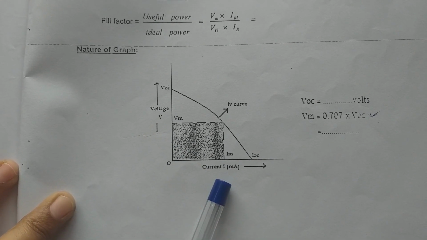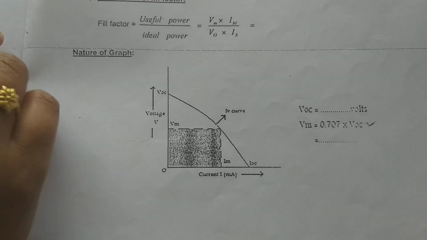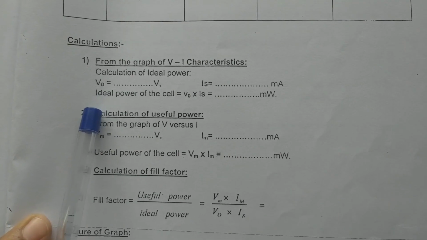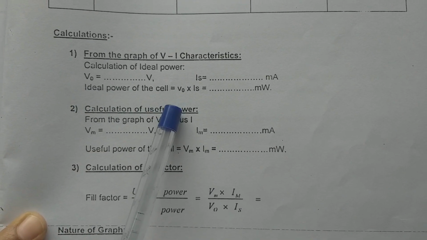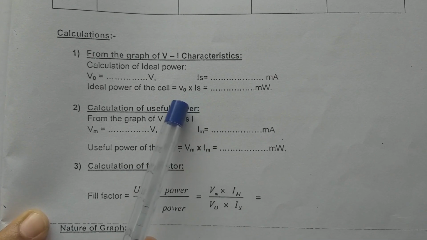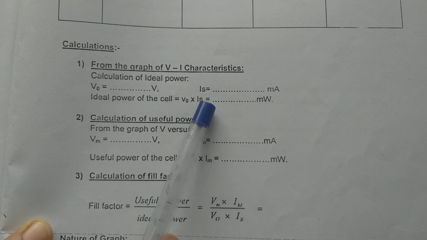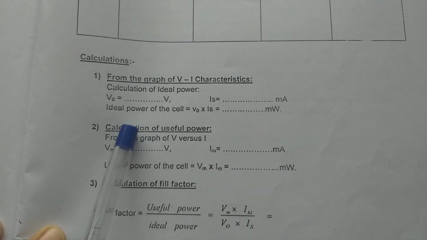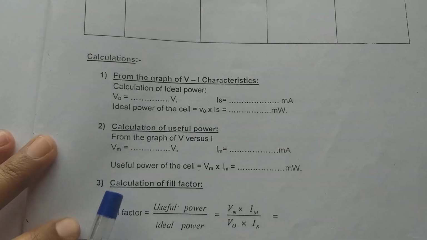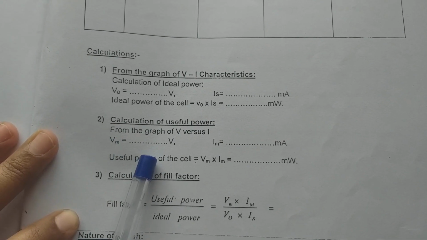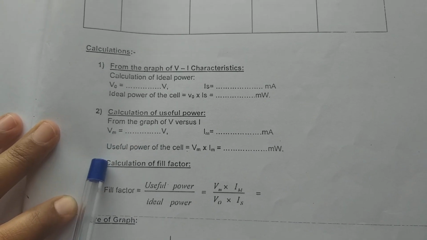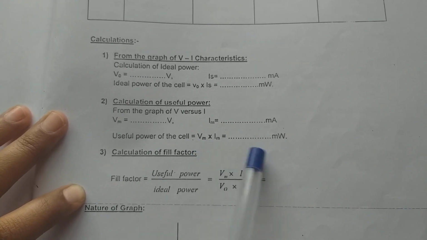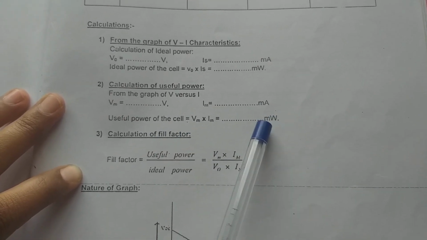Next, from the graph, calculate the ideal power of the cell. Ideal power of the cell is nothing but the product of V naught and Is, that is V naught into Is or I naught. It represents the ideal power of the cell, which is one of the characteristics of the solar cell. Similarly, from the graph, we can calculate the useful power of the cell, that is equal to Vm into Im. It is also in milliwatt.